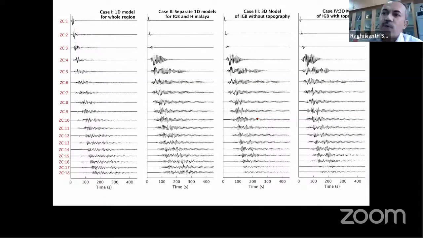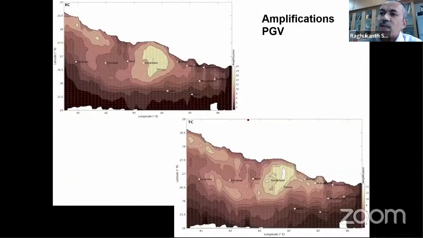So this tells you the basin also plays a major role. If you don't model the basin, then we may be underestimating the surface wave amplification and other things. Now these are the amplifications for peak ground velocity. Automatically we get 20 times amplification. And of course, the maximum amplification you will get at a place where the basin depth is extremely high. So in the Gorakhpur region, the maximum amplifications are observed. And this is well in agreement with the data also.